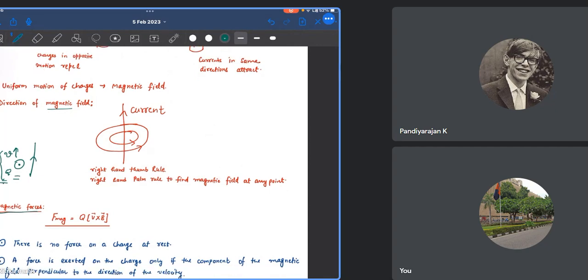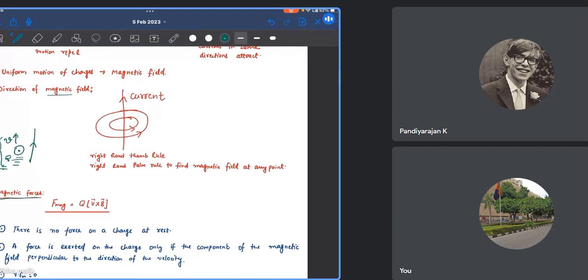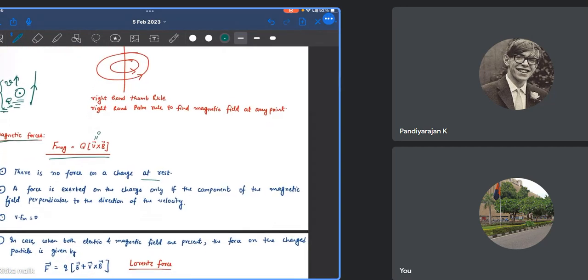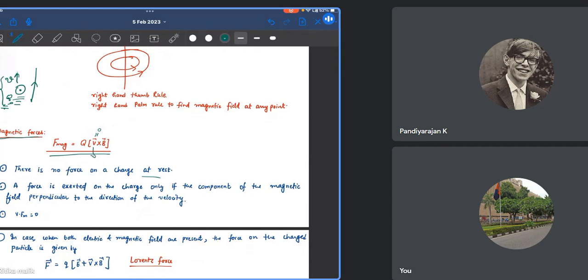Now if we place a charge q in a magnetic field, it will not experience any force. So for a charge to experience a force, it has to be moving. This is given by the Lorentz law. The force experienced by a moving charge is given by q v cross B. If v is zero, that means the charge is not moving and it will not experience any force. The force is applied only on the component of velocity which is perpendicular to the magnetic field. The parallel component will give a cross product of zero.